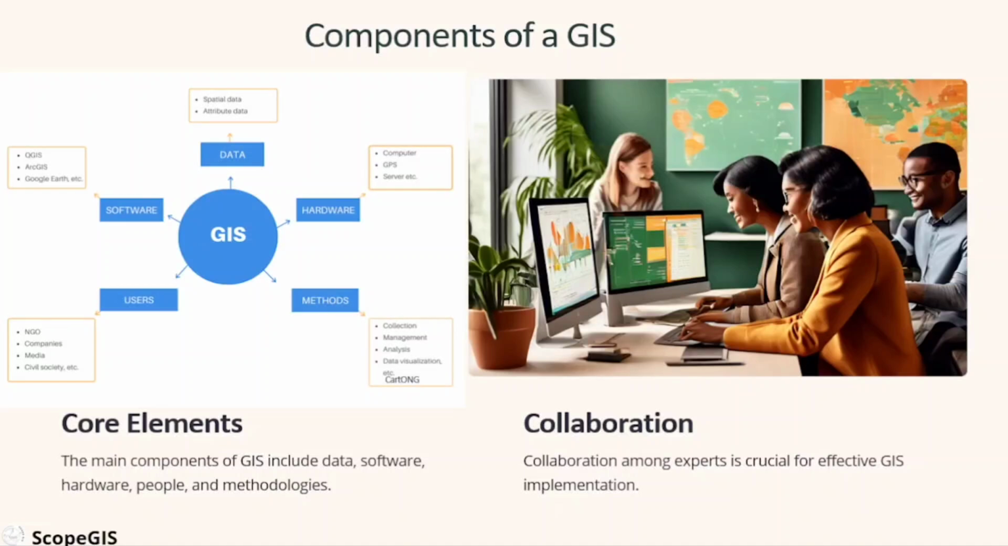What process is the data going through for you to be able to get any meaningful information out of it? Then finally, you actually need a human being who can work on and with the data, whether it's an individual, a company, or an organization. And also, collaboration is where experts in a particular field come together to be able to effectively implement a GIS project. Right.